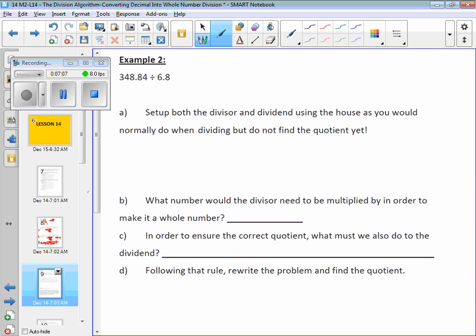Example 2. What makes these numbers different from the numbers in example 1? Ava. They have decimals. So here's what we're going to do. We set it up like we normally do. Set it up normally as we would normally do. Which number goes inside the house, which goes outside?